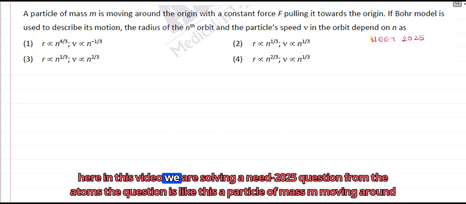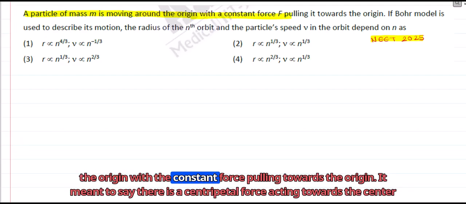Here in this video, we are solving a NEET 2025 question from the atoms. The question is like this. A particle of mass m is moving around the origin with a constant force pulling towards the origin. It means there is a centripetal force acting towards the center.